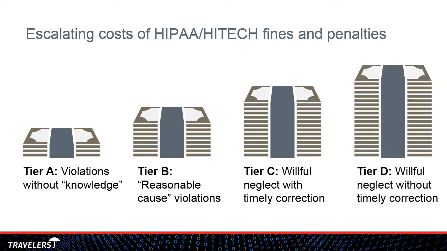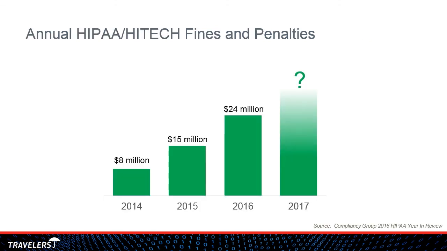The highest level of civil money penalties applies when it is established that the violation was due to a covered entity's willful neglect and it was not timely corrected. The penalties are no less than $50,000 for each violation. HIPAA fines and penalties have been steadily growing over the past few years. 2014 saw approximately $8 million in assessed fines. 2015 saw approximately $15 million in total fines. And 2016 saw approximately $24 million in fines. Who knows what 2017 will bring?